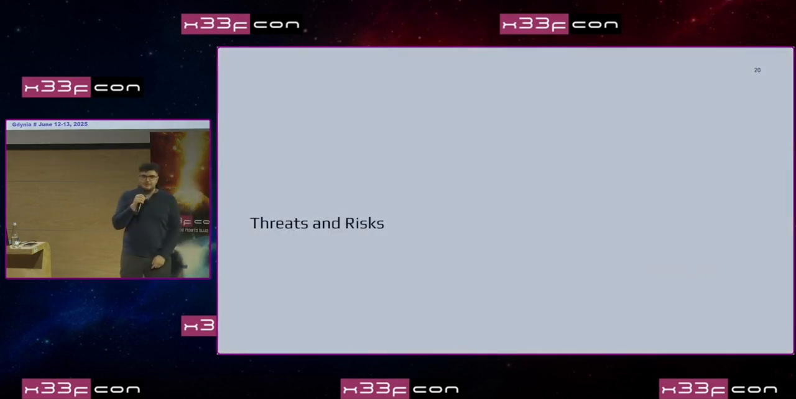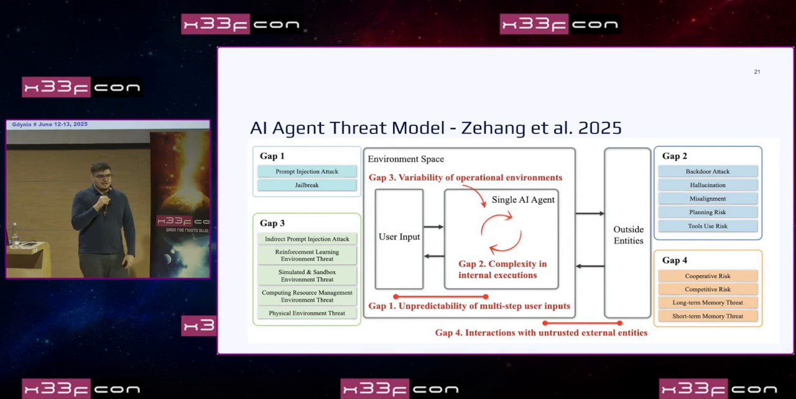So let's talk about the threats and risks. This is a threat model proposed by Mr. Zhang in March of 2025 in a paper about AI agent security. And I find it great because it neatly separates the four gaps, or four threat scenarios, that we can encounter in agent systems.